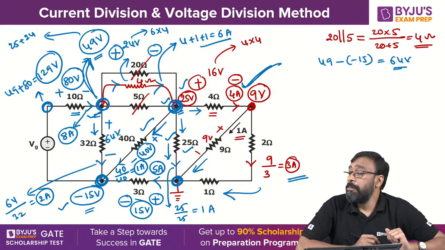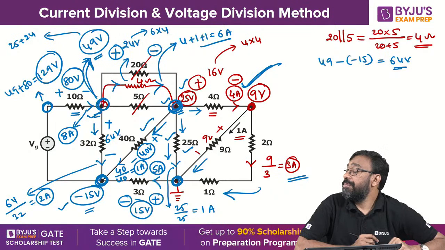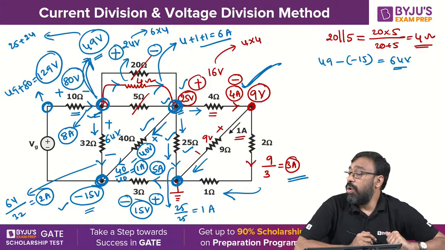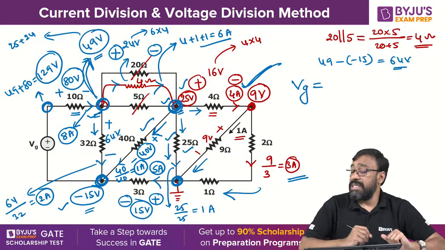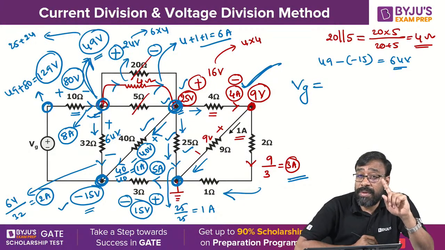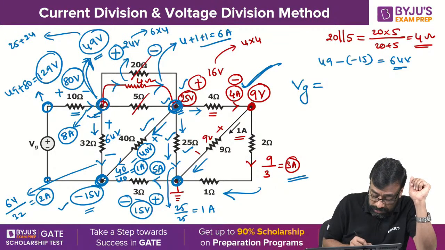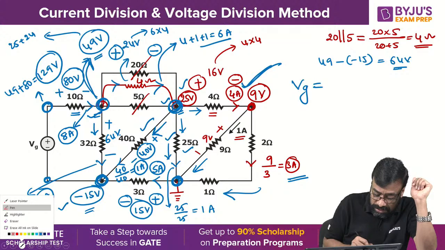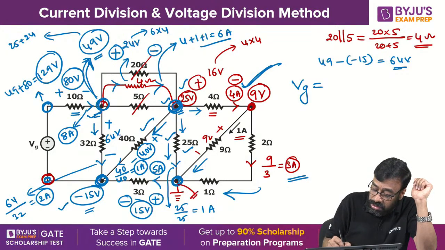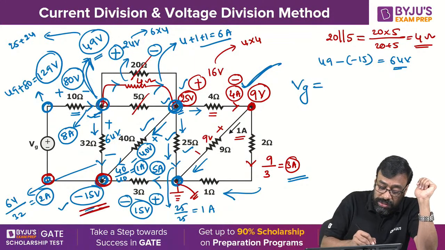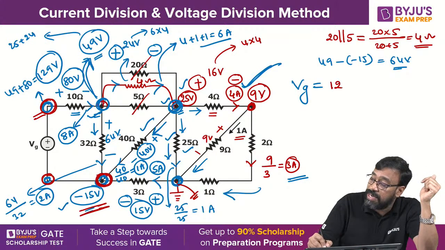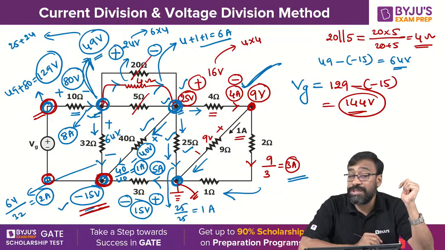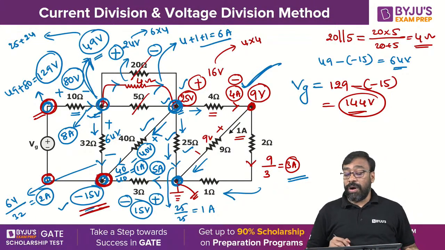Now tell me, what is VG? Is it 129? VG is not 129, remember, because this is not at zero now. This was at zero, but this is at minus 15, and this is at 129. The potential difference between these two points is going to be 129 minus of minus 15, which is 144 volts.